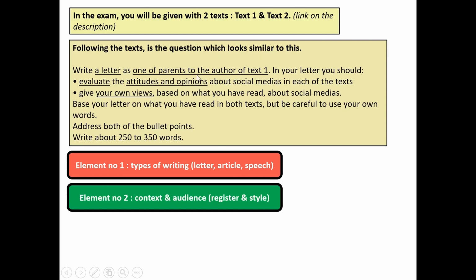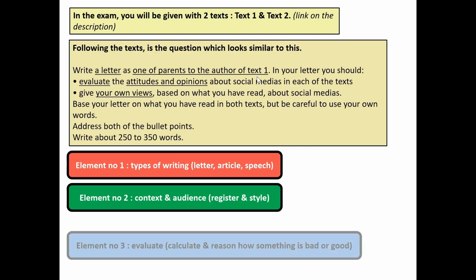Again, different context, different audience will affect the kind of register and style that we will use. Right now, since you become one of those parents out there, and you write a letter to the author of an article, ideally you will make good use of formal register and more advanced vocabulary and style. Because this is a formal relationship, formal communication that you're having with a stranger. The author of text one, you have no idea about the author of text one. You are strangers to one another, so ideally you go with formal register and style.